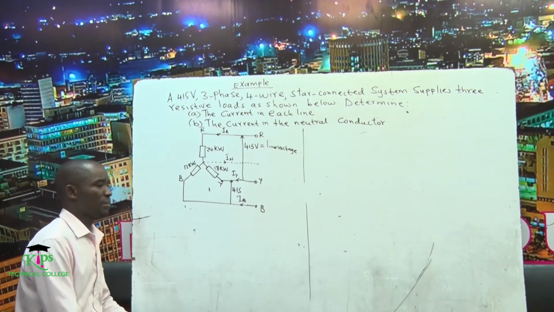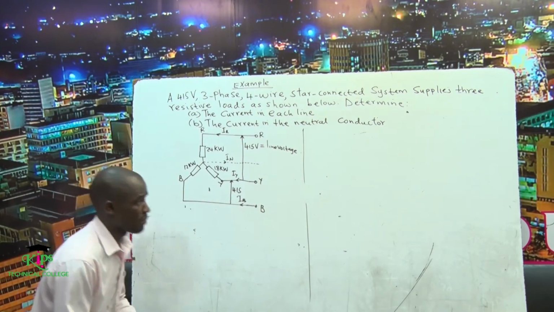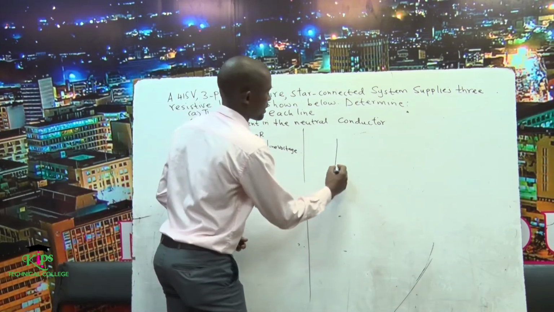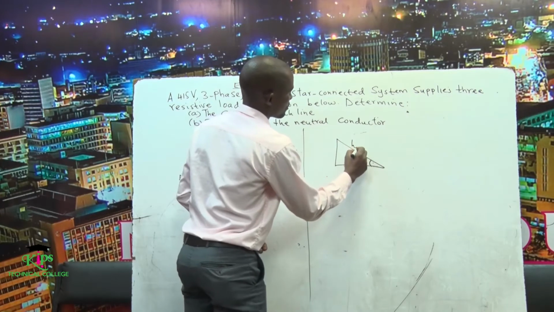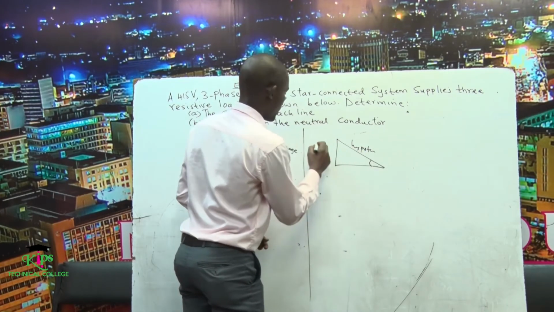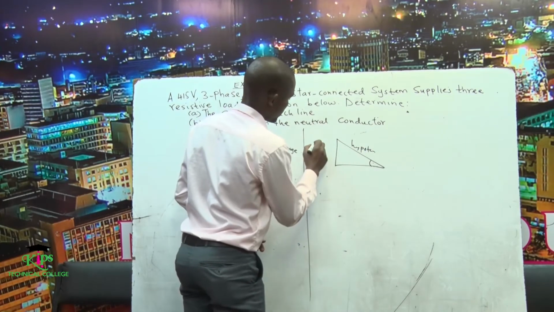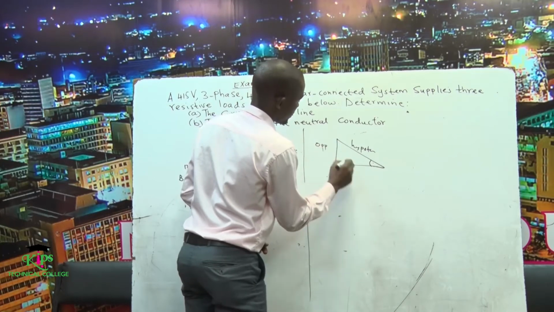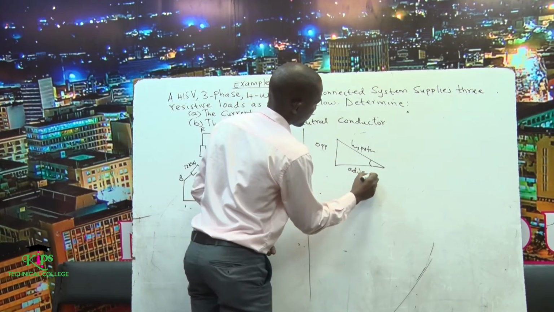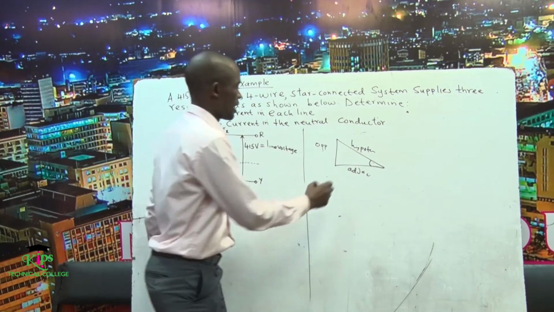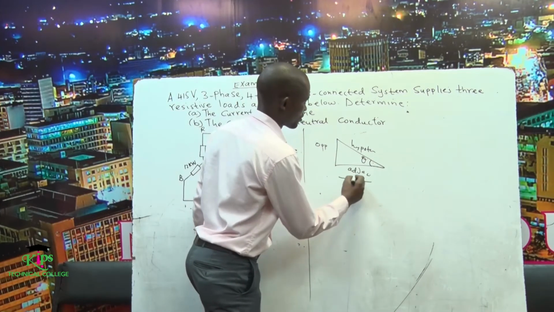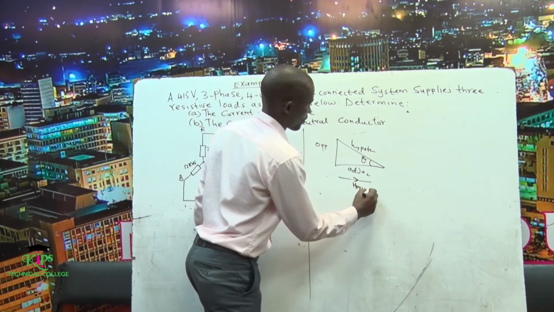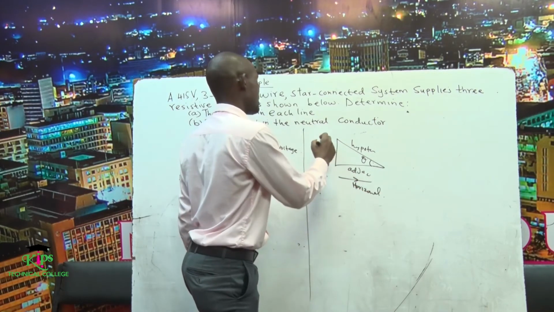So how do you determine the horizontal component? Remember, if I draw a triangle like this, this is the hypotenuse, and this is the opposite, and this is the adjacent. Remember, if your angle is at this particular point, this one will be called the horizontal, and this is the vertical.